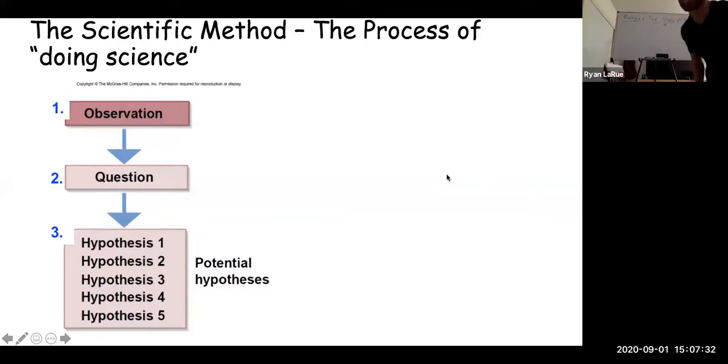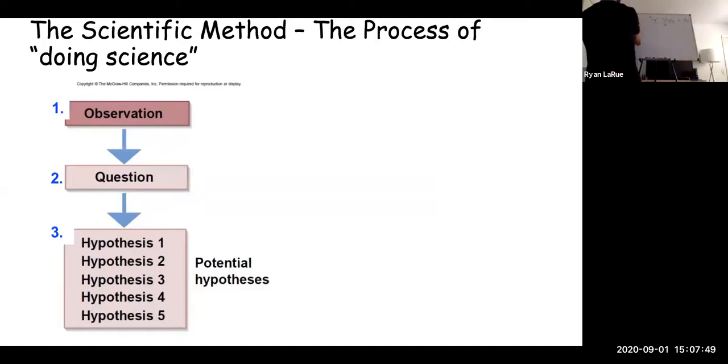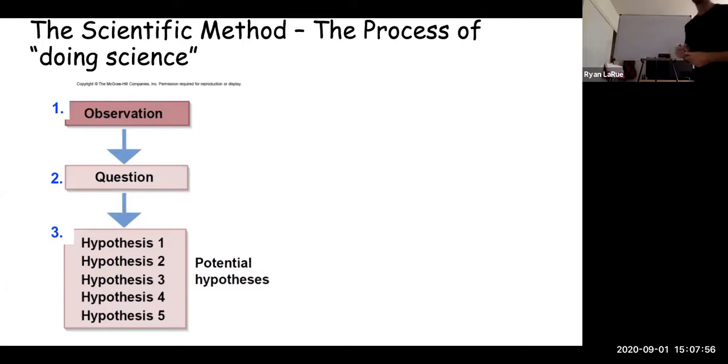So like I said, the scientific method is a step-by-step process, very specific, and I'm going to write it out here on the board. The first step of the scientific method is observation. Let's write that here.